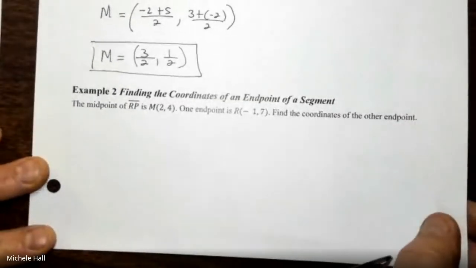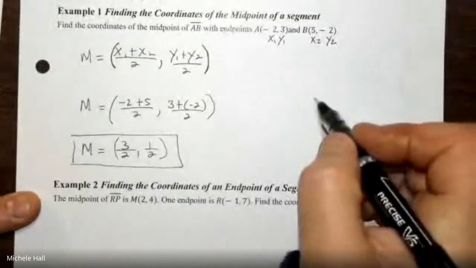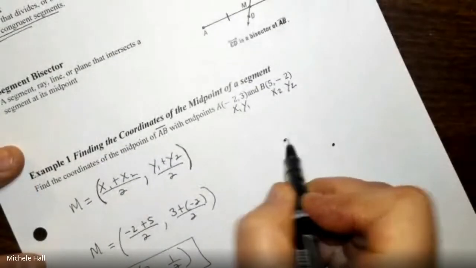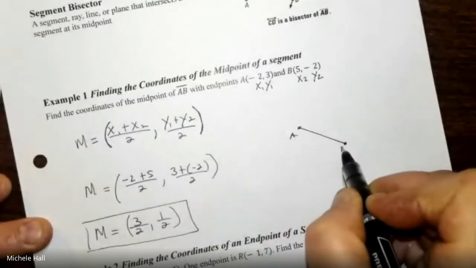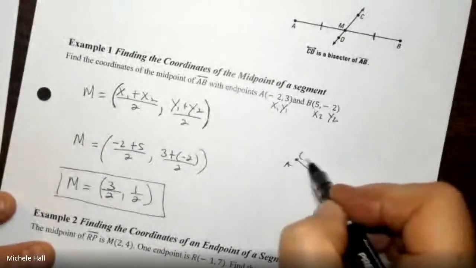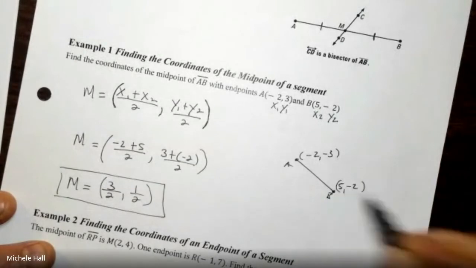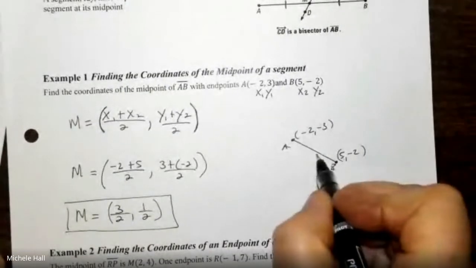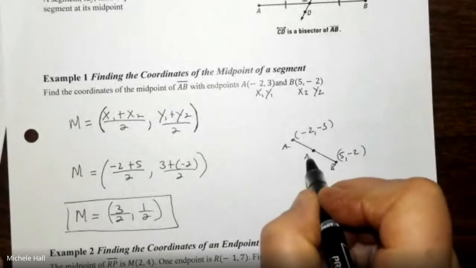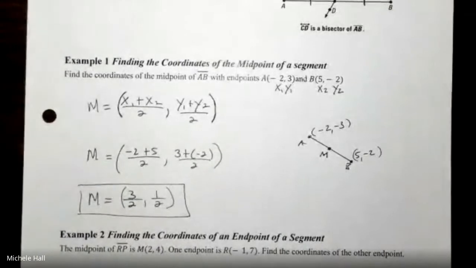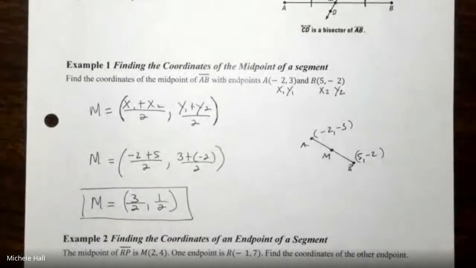Finding the coordinates of the endpoint. So here in this example, we had a line segment AB. They gave us the coordinates of the endpoints, and we were looking for M, the midpoint. On the next example, we're looking for one of these endpoints.